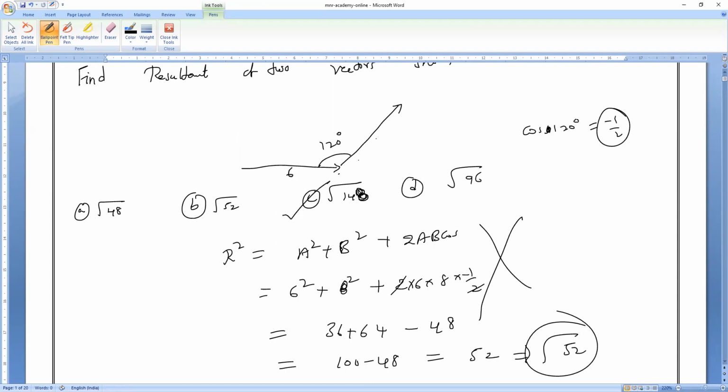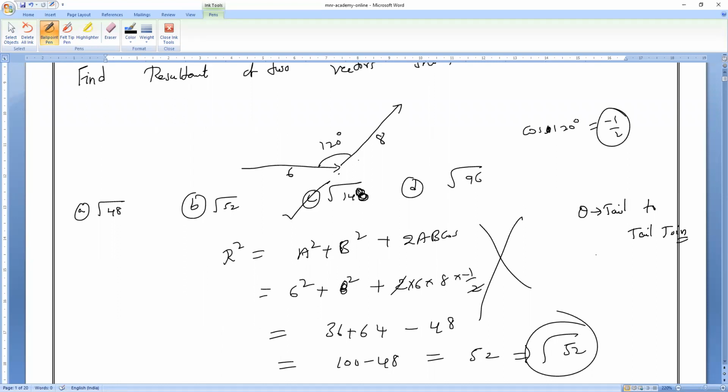So this is 6 and this is 8. I forgot to mention, but you have to make it. So always we have to take theta. Theta must be what? Tail to tail, or tail to head, or head to tail? Theta must always be taken tail to tail. All of you remember that? Tail to tail must be joined. That is what you have to remember.